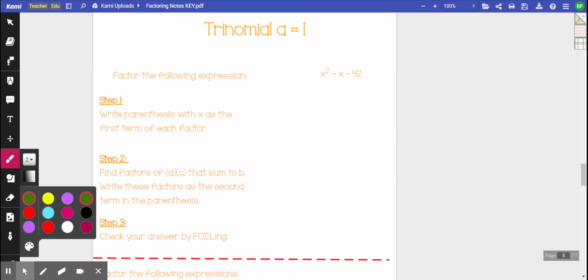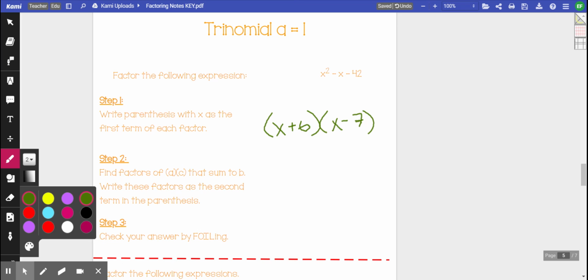So in order to use this approach here, I am going to write a parenthesis, drawing out 2 of them, with x in the first spot. Then we're going to look for the factors of a and c that sum to b. So our factors of 42 that are going to have a difference of 1. So factors of 42, you can list them all out. When you think about it, you get 6 and 7. 6 times 7 is 42. We know we want to get to a negative 1, so that means we need a negative 7 and a positive 6. And that, my friends, is your final answer.